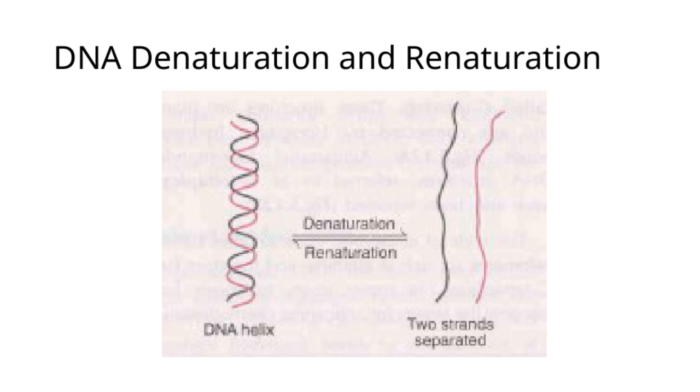Renaturation, on the other hand, is when these separated strands come back together under suitable conditions, reforming the original double helix. This process highlights the stability of DNA and its ability to reanneal after denaturation. Understanding these processes is crucial because they underpin many molecular biology techniques used in research and diagnostics today. So, in essence, these reversible steps are fundamental to manipulating and understanding genetic material.